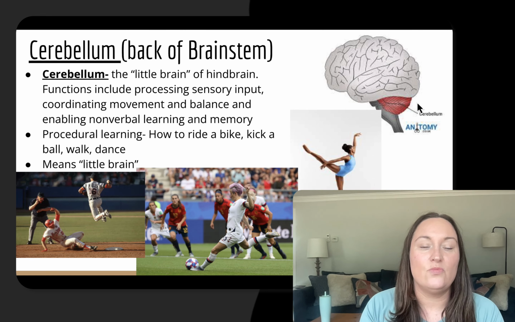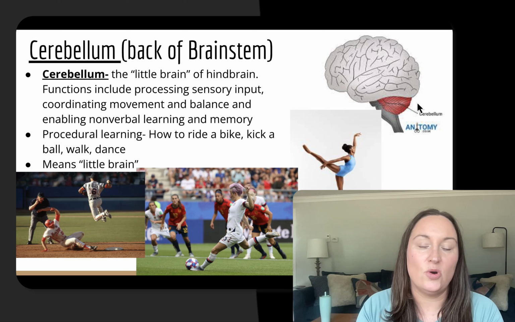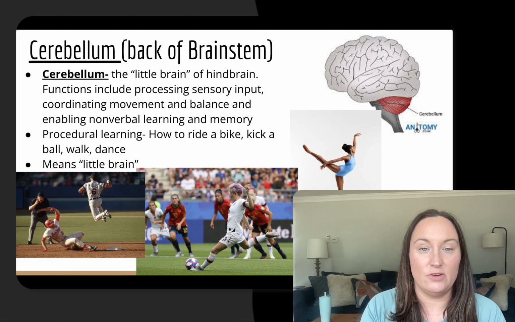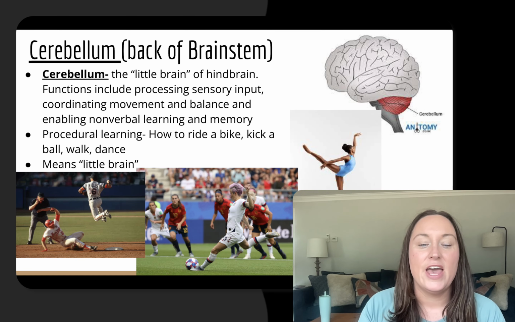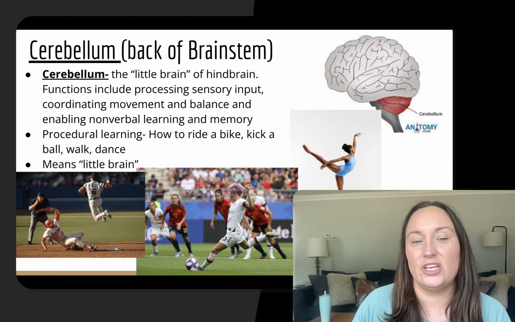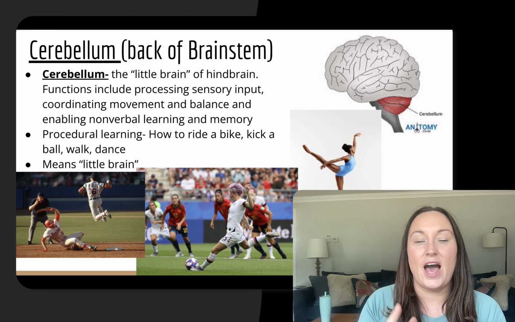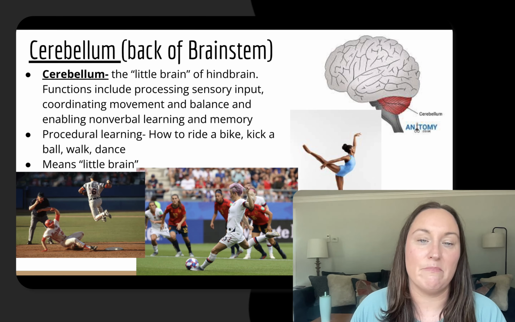And this, you want to think balance and coordination. Those are your keywords, balance and coordination. And in terms of balance and coordination, what it's really helping you with is procedural memory.